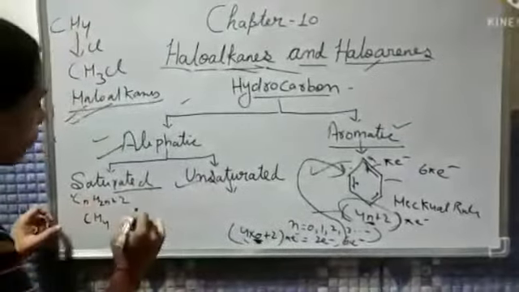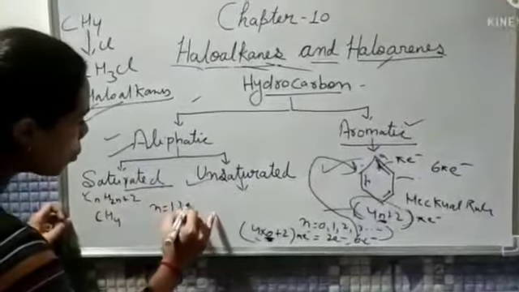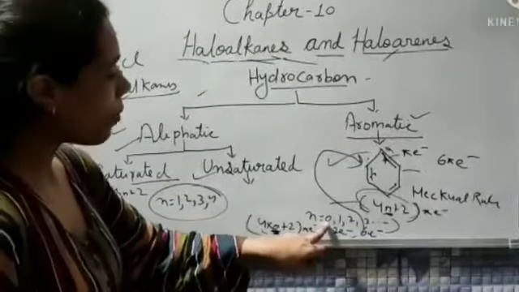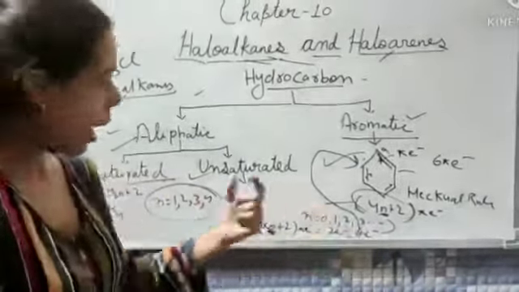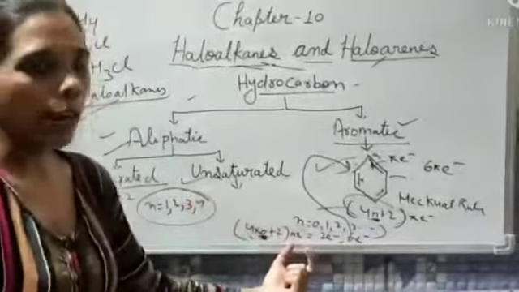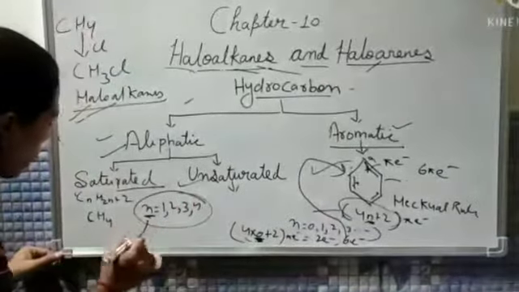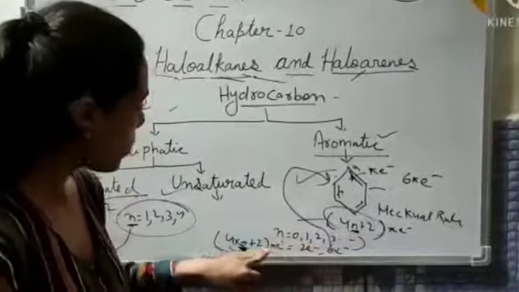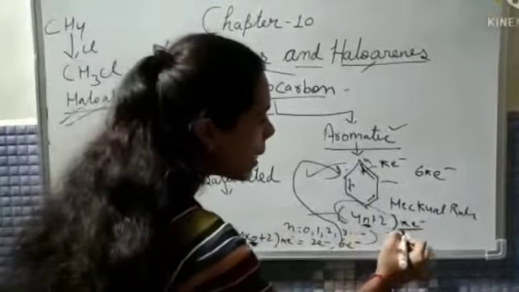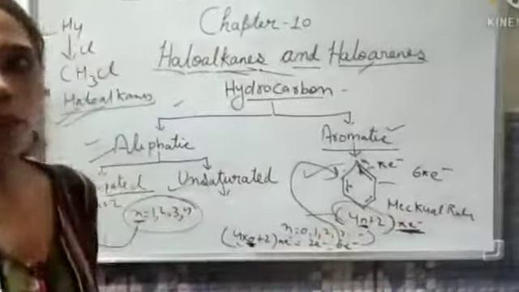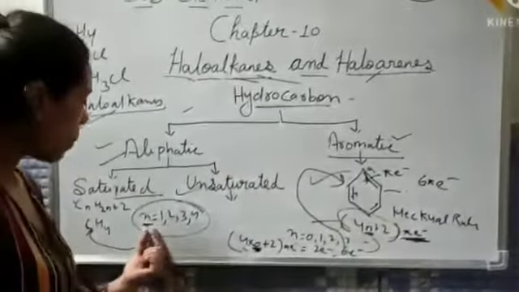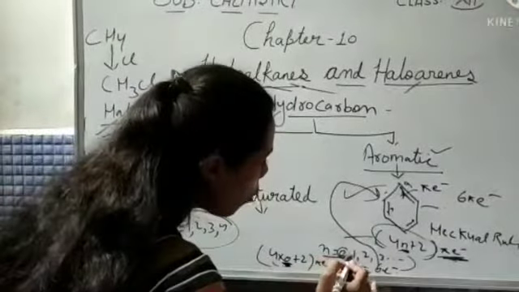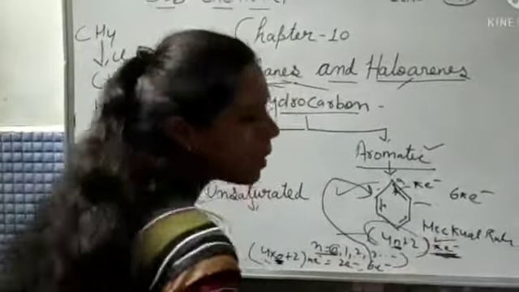One thing I have told you is that the n value is 1, 2, 3 or 4, but here I have put the value of n as 0, 1, 2, 3. So understand the difference, why I have written it like this: there, n represents the number of carbon atoms, but here n represents the number of pi electrons. So both are different. Don't mix them up.